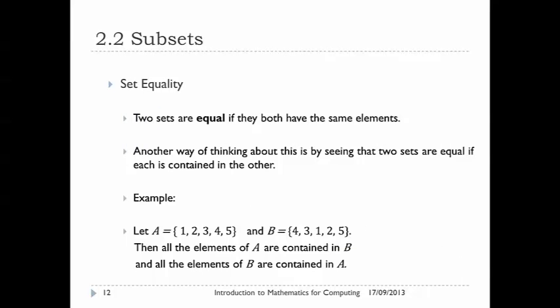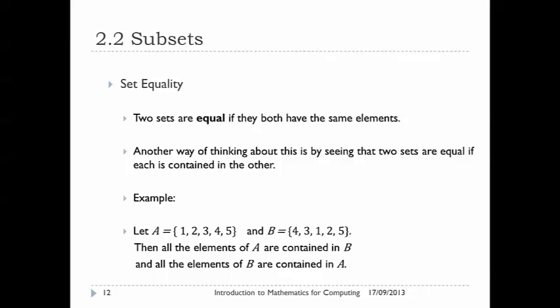Now, the notion of a subset can also be used to consider whether two sets are equal to each other. Two sets are equal if they both have exactly the same elements. Another way of thinking about this is that two sets are equal if each is contained in the other. If we were given two sets A and B, if A is a subset of B and B is also a subset of A, then this idea of equality holds between them. In that case, we could say that A equals B. They're the same set. They both have the same set of elements.